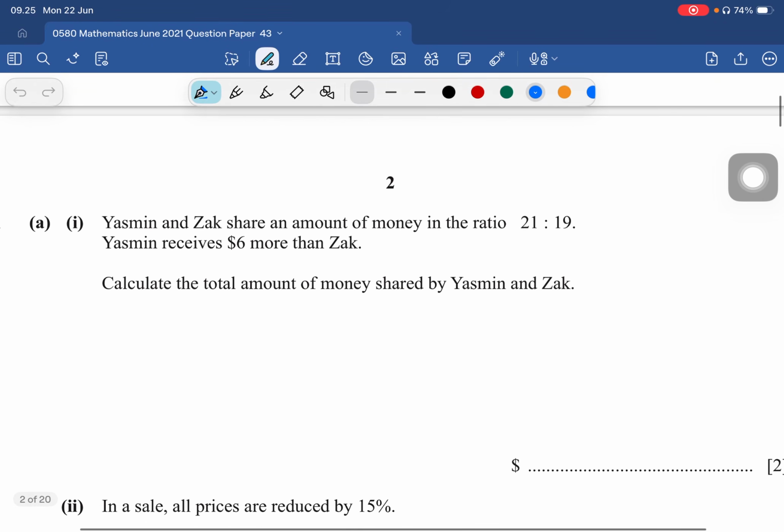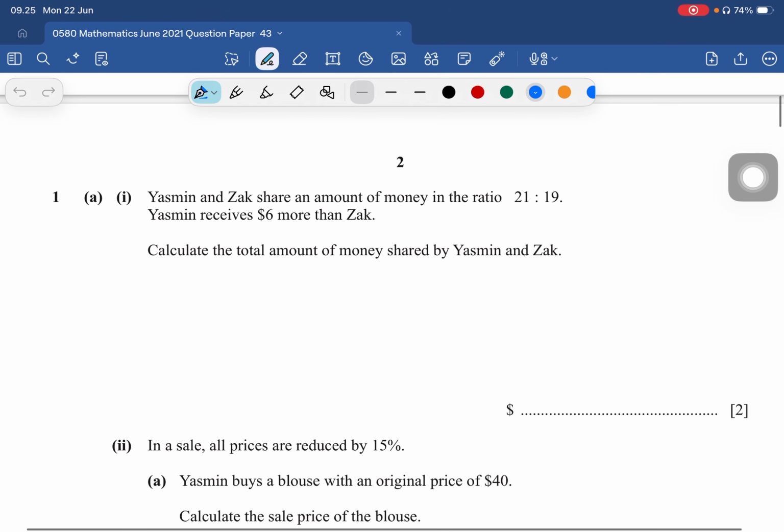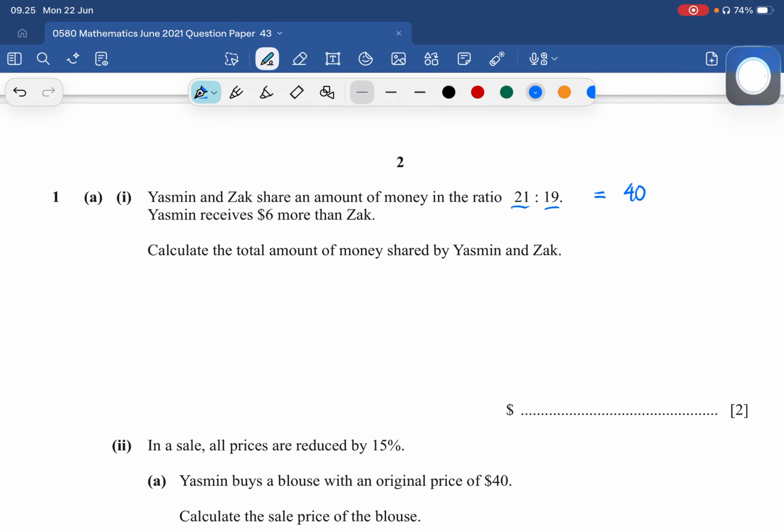Hi, in this video, I'm going to solve Past Paper June series 2021 component 4. So we've got Yasmin and Jake sharing an amount of money in the ratio of 21 to 19. So the total is 40 shares. Yasmin received $6 more than Jake. So let us find the difference. This is Yasmin, this is Jake.